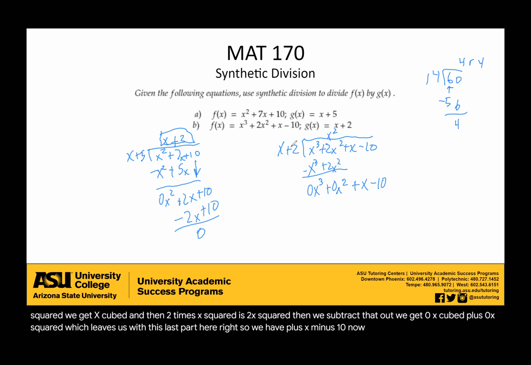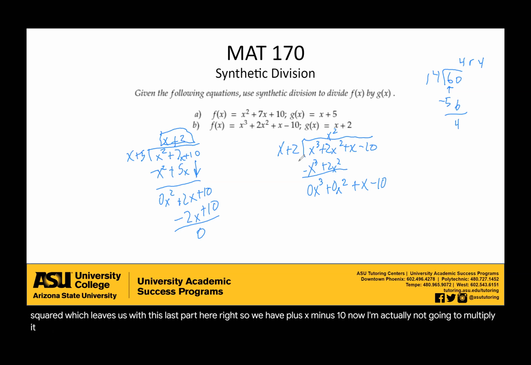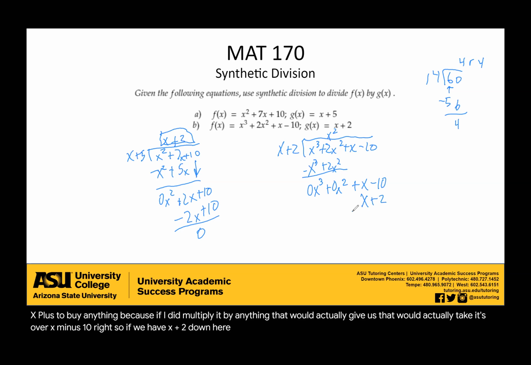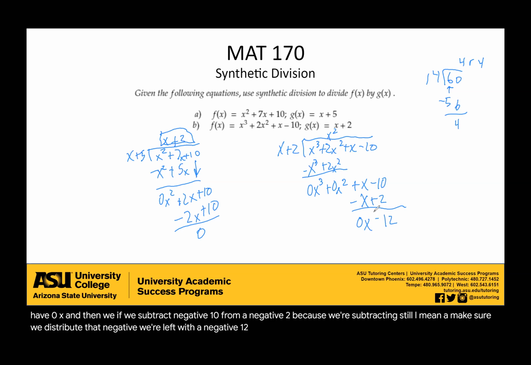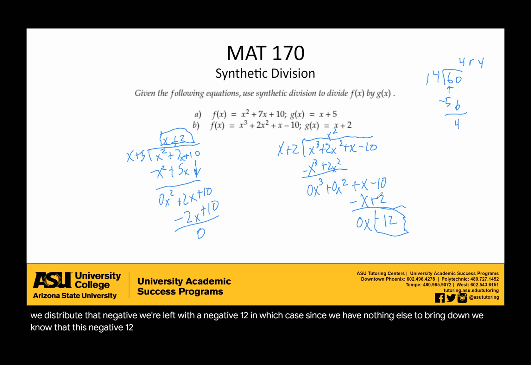Now, I'm actually not going to multiply x plus 2 by anything, because if I multiplied it by anything, that would take us over x minus 10. So if we have x plus 2 down here and we subtract this out, the x's go away, we have 0x. Then if we subtract negative 10 from a negative 2, because we're subtracting still and we need to make sure we distribute that negative, we're left with a negative 12. Since we have nothing else to bring down, this negative 12 is our remainder.